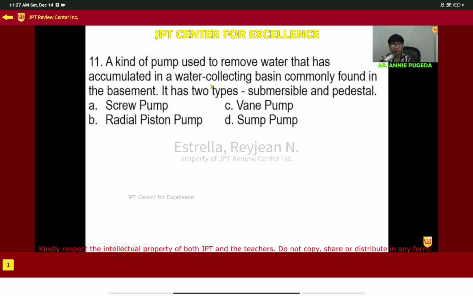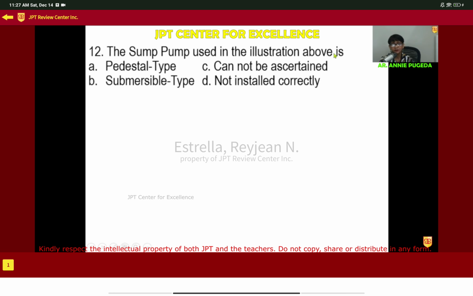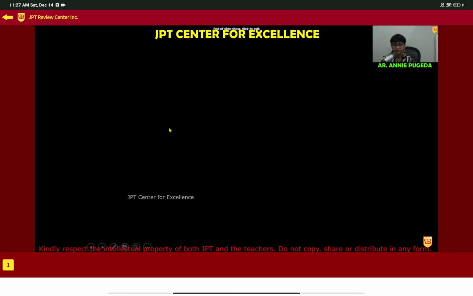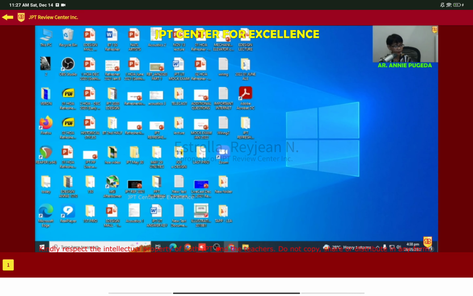Kind of pump used to remove water that has accumulated in a water collecting basin, commonly found in the basement. It has two types, submersible and pedestal. So that would be again, sump pump. Okay? Dali na lang, di ba? The sump pump used in the illustration above is, ano ba illustration? Ito. So, nasa ilalim. Pag ito'y umakyat dyan, pedestal. Pag ito'y nasa ilalim, it's submersible type. Okay?